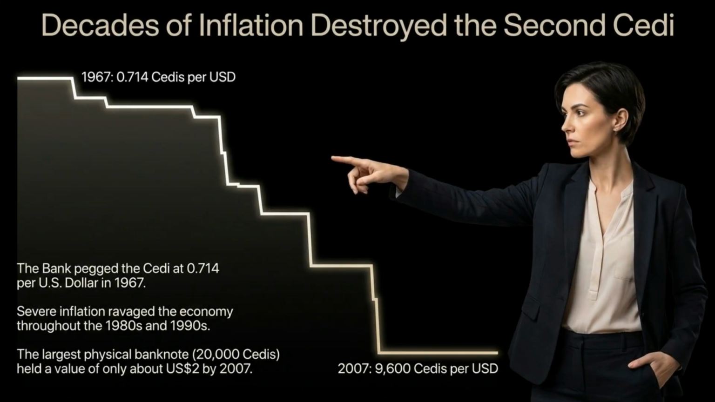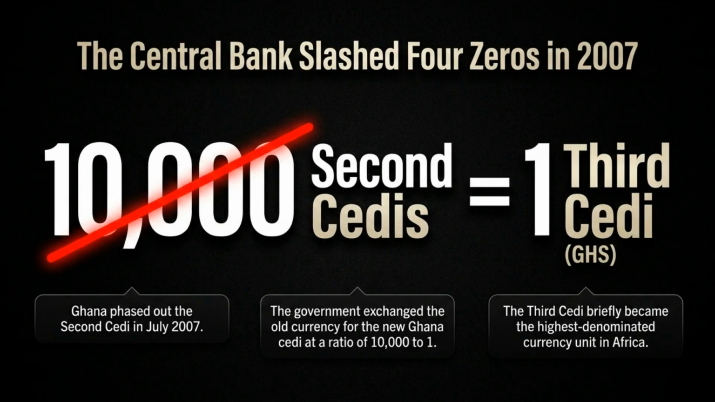Severe inflation throughout the 1980s and 1990s devastated the value of the Second Cedi. By 2007, the largest banknote held a value of only about $2. To combat inflation, the central bank removed 4 zeros in 2007. The government introduced the Third Cedi, exchanging old currency at a ratio of 10,000 to 1.